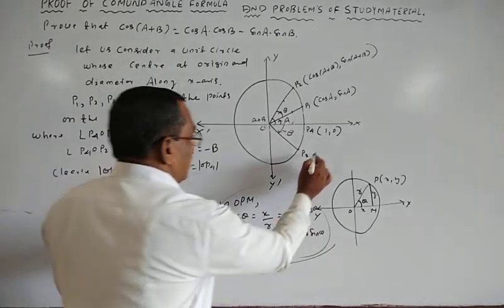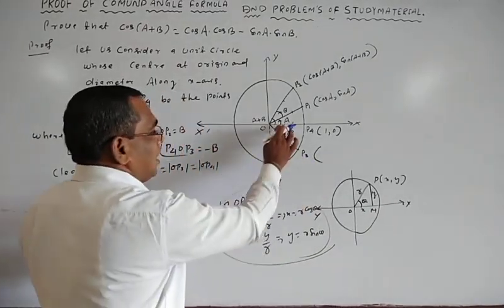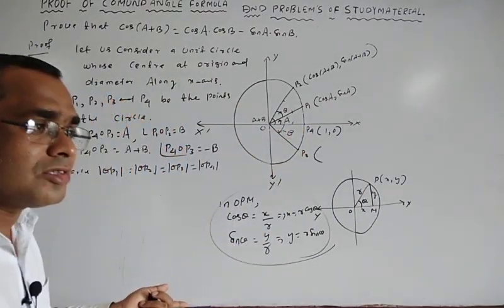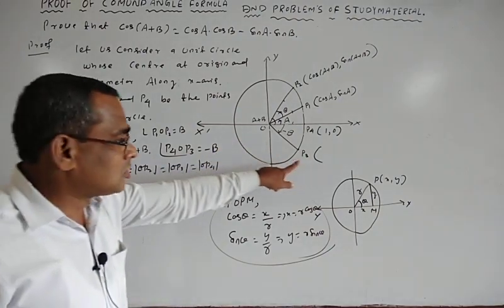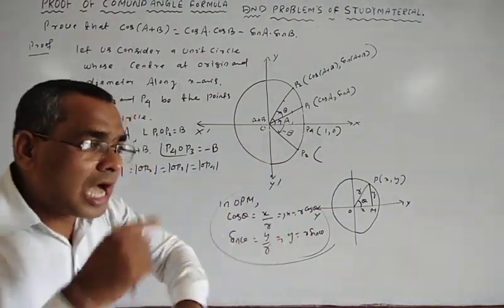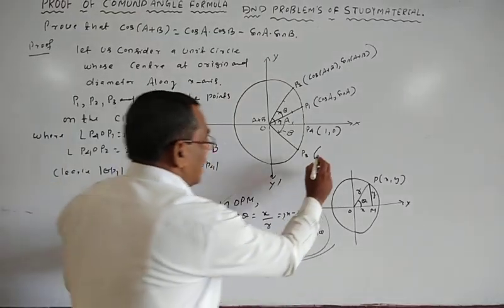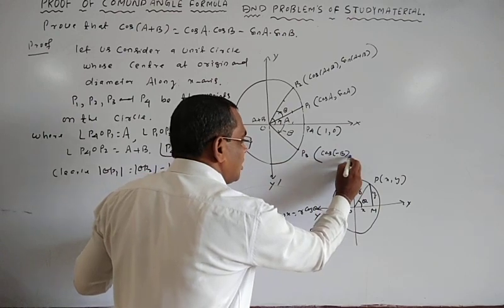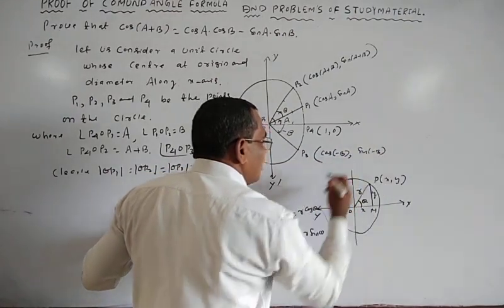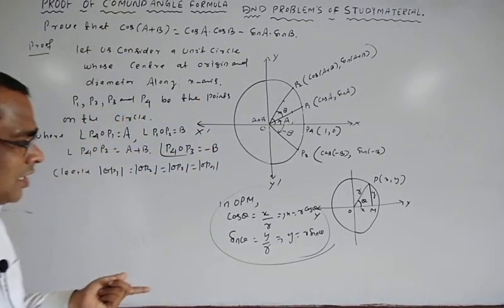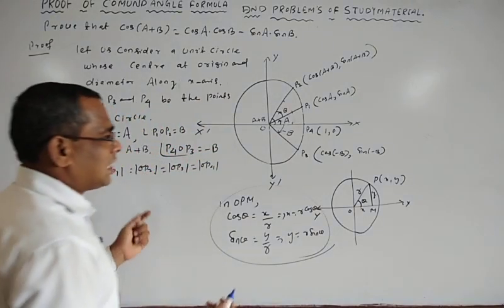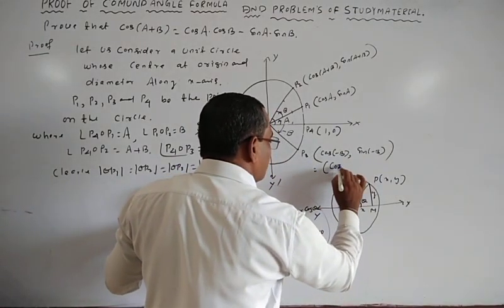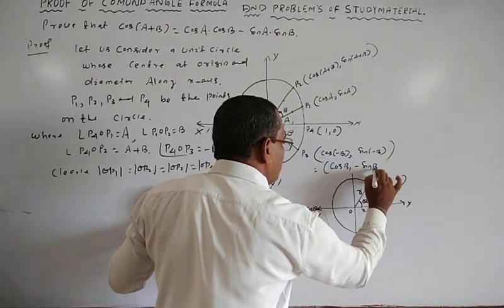Okay. And what is the coordinate of the point P3? Here OP3 makes an angle of minus B from OX, so theta is minus B, and r is 1. R cos theta, r sin theta. R means 1, theta means minus B. So this is equal to cos of minus B, comma sin of minus B. But cos of minus B is equal to cos B and sin of minus B is equal to minus sin B. So this is equal to cos B, comma minus sin B.